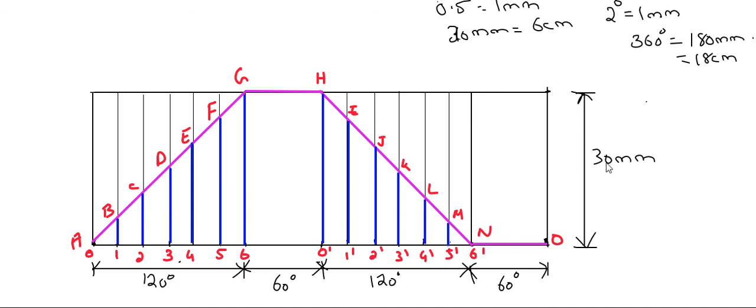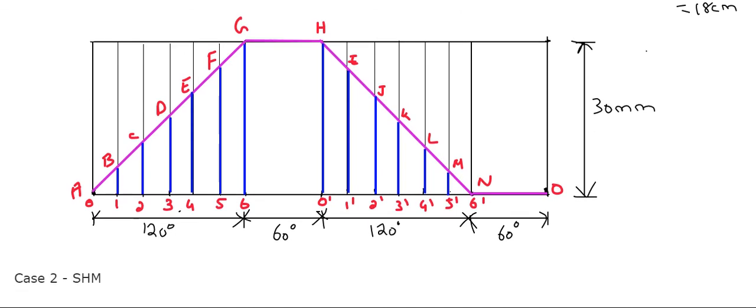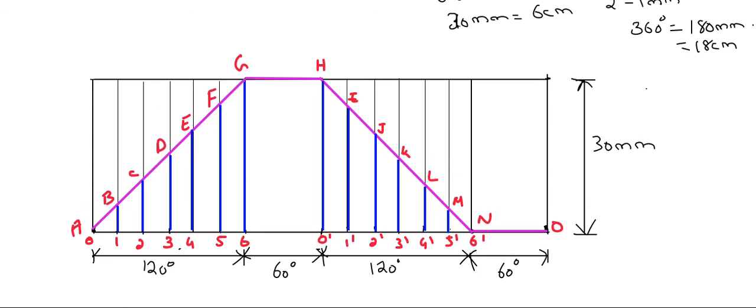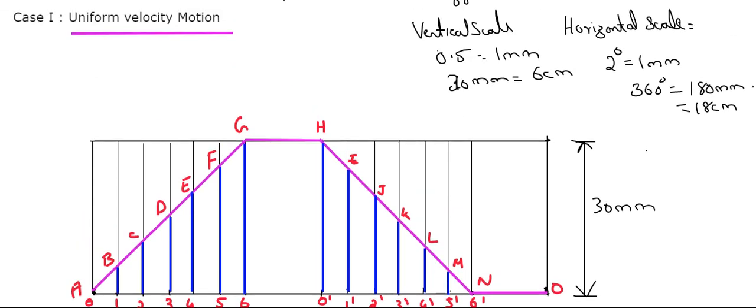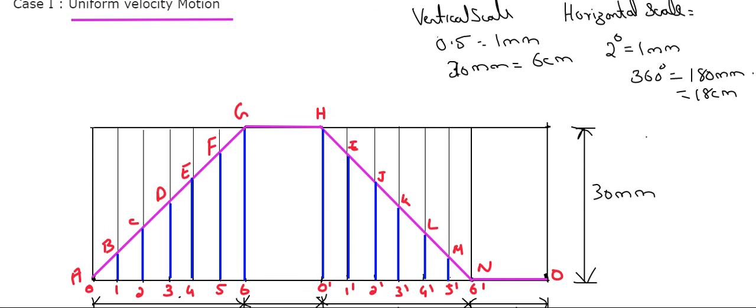Those lengths are required, the blue lengths. So this is how you draw the displacement diagram for a uniform velocity motion. I hope it is clear, very easy. So please do it carefully.